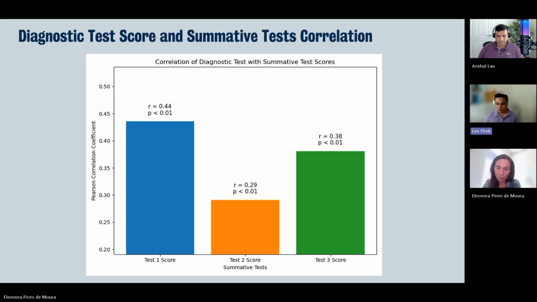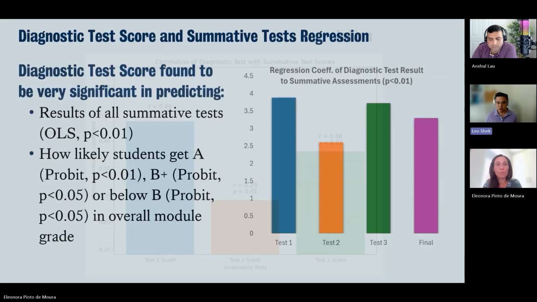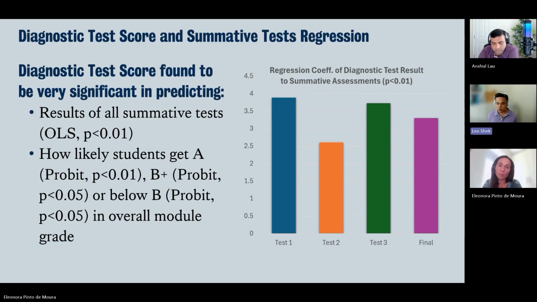And then when I run regression on the next page, when I run some regression on the diagnostic test result with all the summative assessment results, and also the final exams, and also the overall grade of the students at the end of the module, we find that all the results are very significant. You can see that the p-values are very, very small.